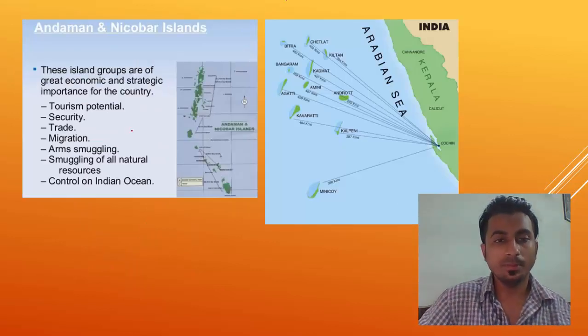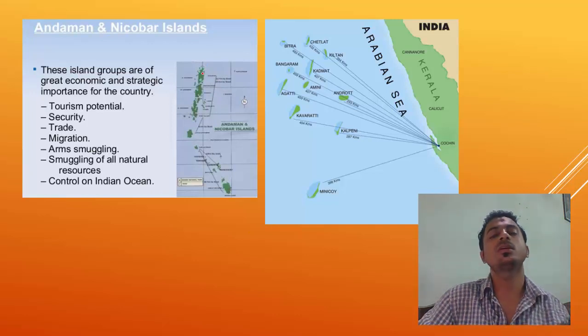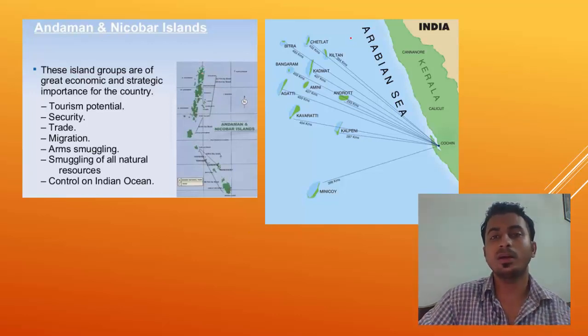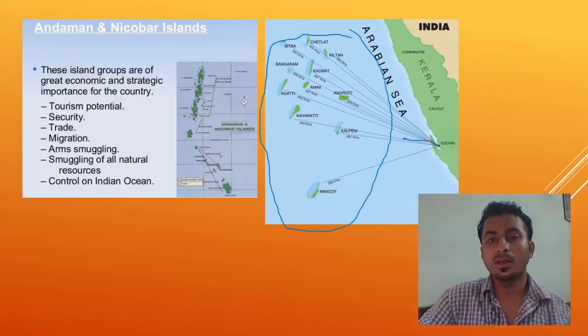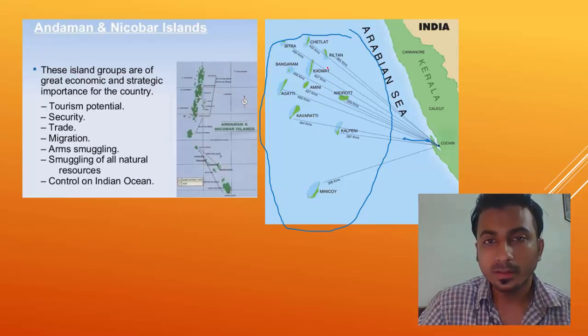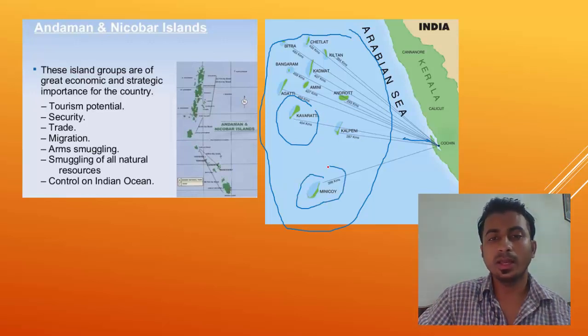Okay, now by map you can understand this is in the Bay of Bengal towards the east of India, and this is in Arabian Sea to the west of India. So these are very close to Kerala, but these Andaman and Nicobar are far from Indian mainland, and we have got Kavaratti capital and many other important islands like Minicoy, Agatti, and Kalpeni. These are coral islands. They are made of coral.